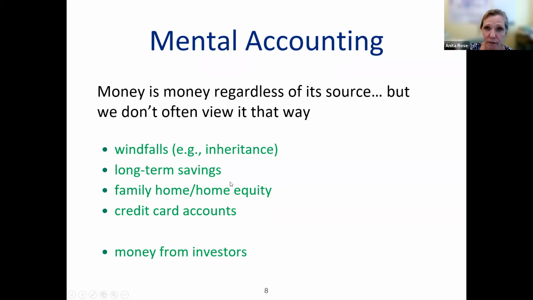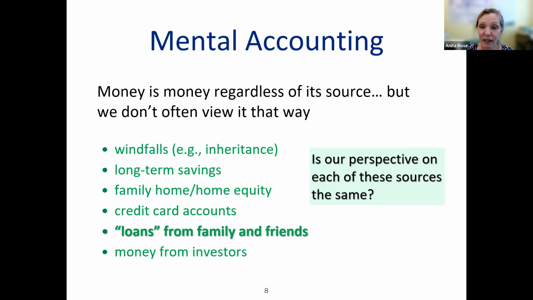What about long-term savings? That's money also that you've put away over time. Maybe your family home, the equity in your home, there's money there. Credit cards that are available for you, that's money that you haven't used. And money from investors. So this is money. Sometimes when you're given a gift of money, oftentimes people will think it doesn't have quite as much value because they didn't work for it. And people also have a tendency to value the money they work for more than other forms of money.